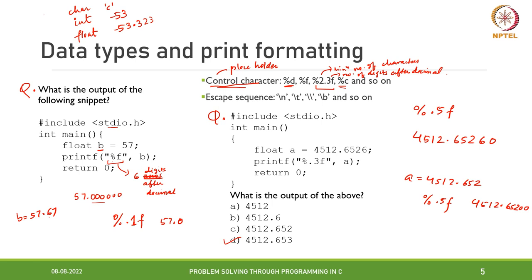That will be option C here, which is 652. Unless the fourth digit is greater than 5, it will still be the same. Only if it is, because this is 6, it will round the digit from 2 to 3. If it was 5, then you would have 652 being printed.